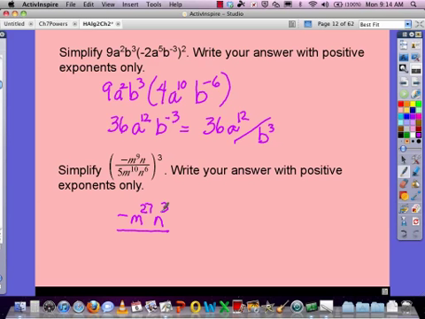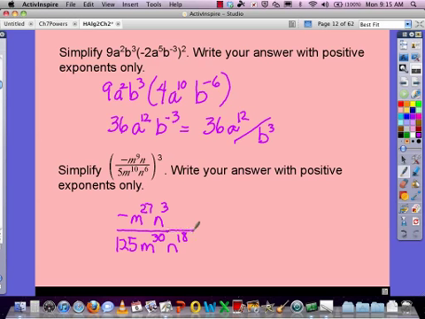On the bottom, 5 has to be taken to the third. 5 times 5 times 5, 125. M to the 30th. N to the 18th.